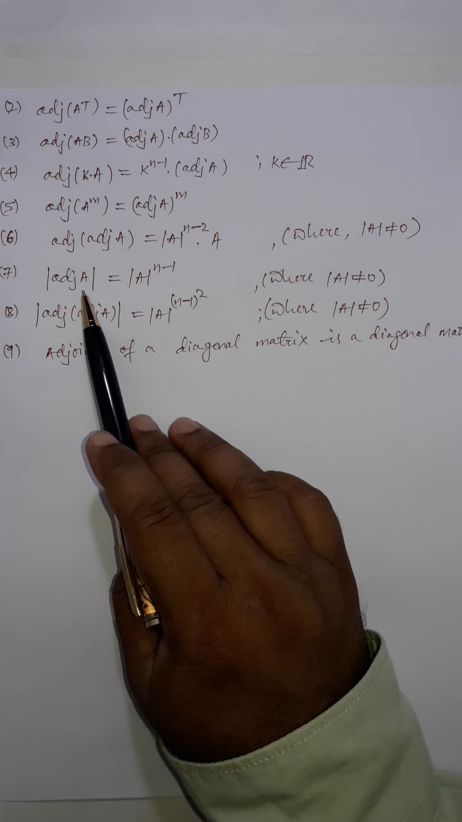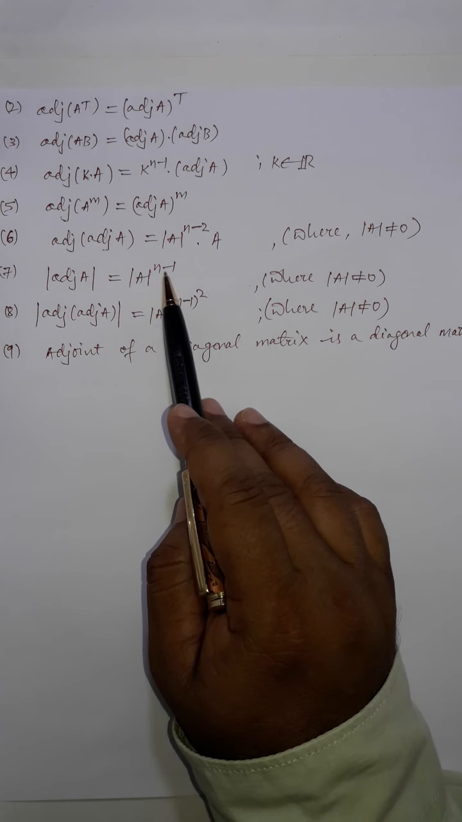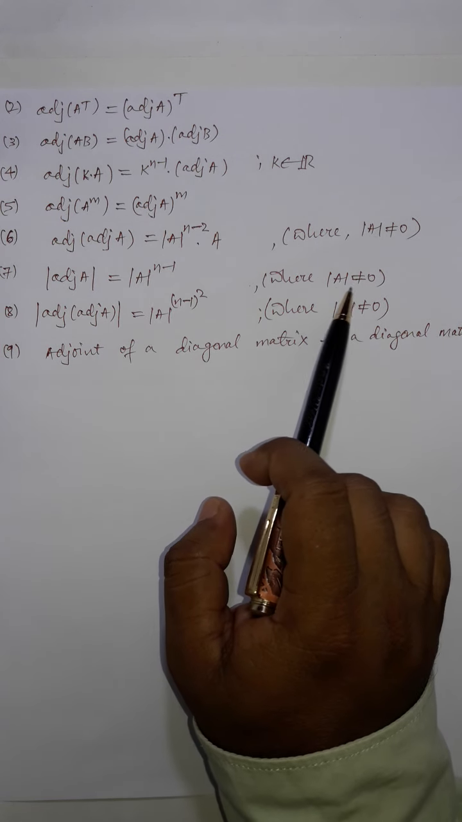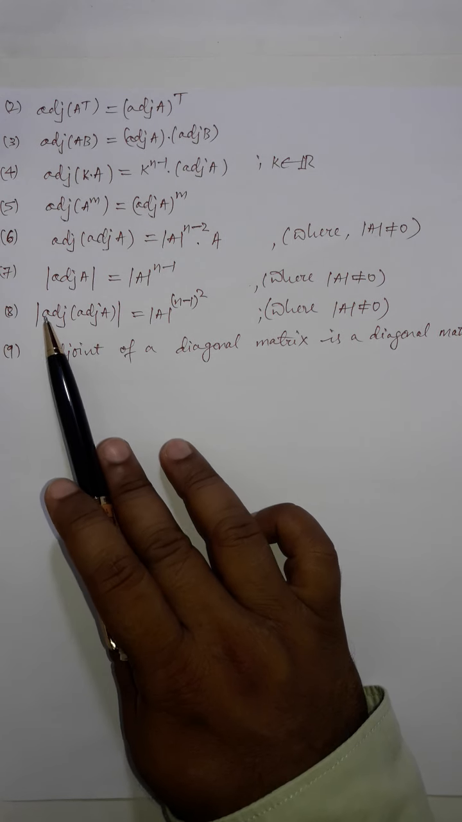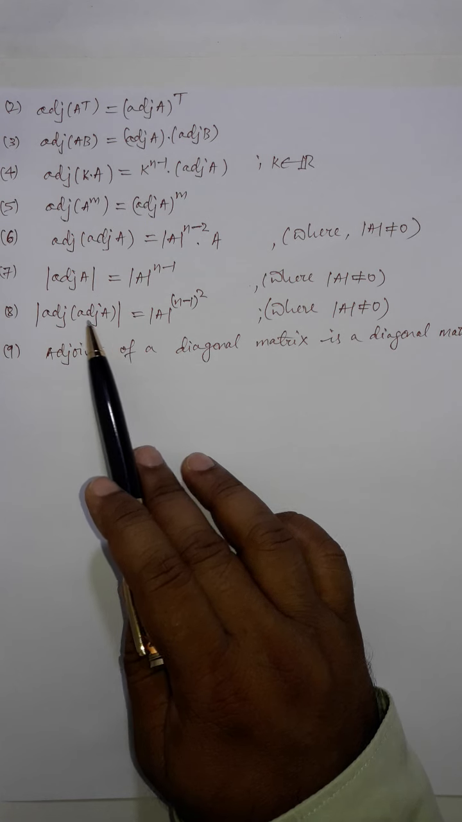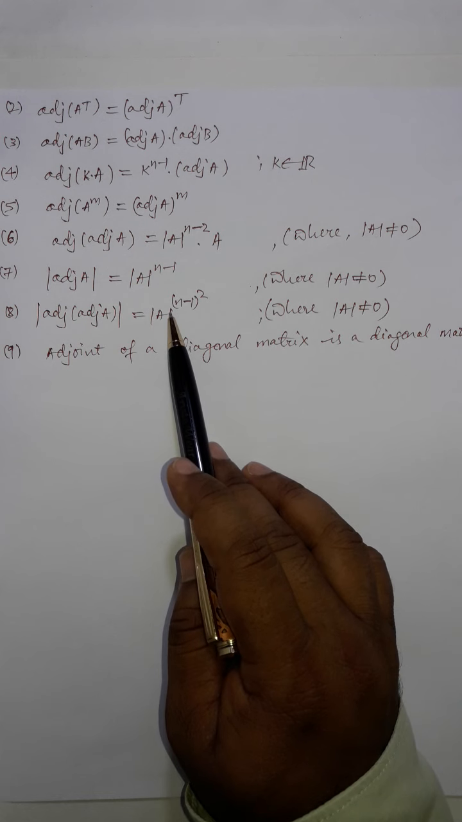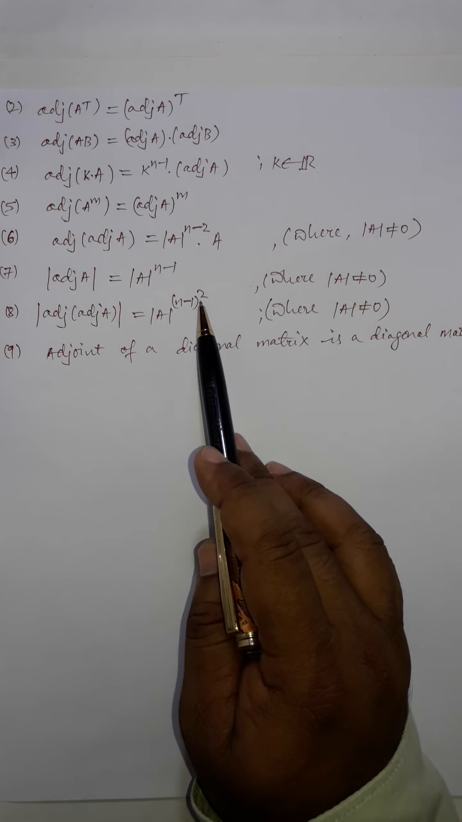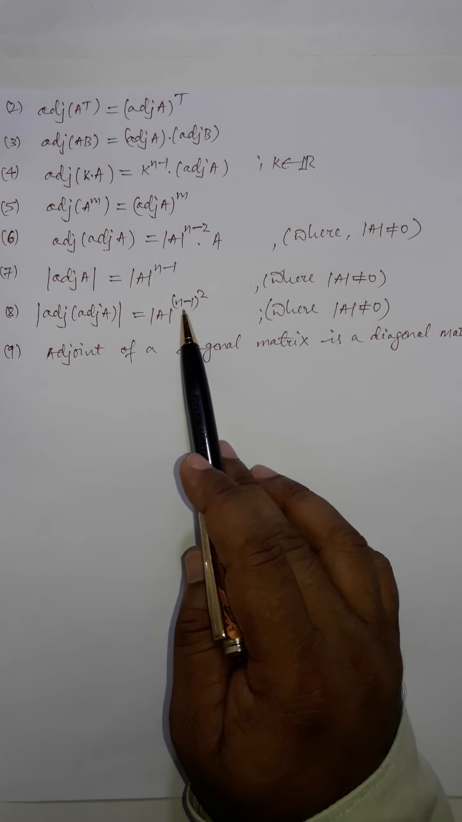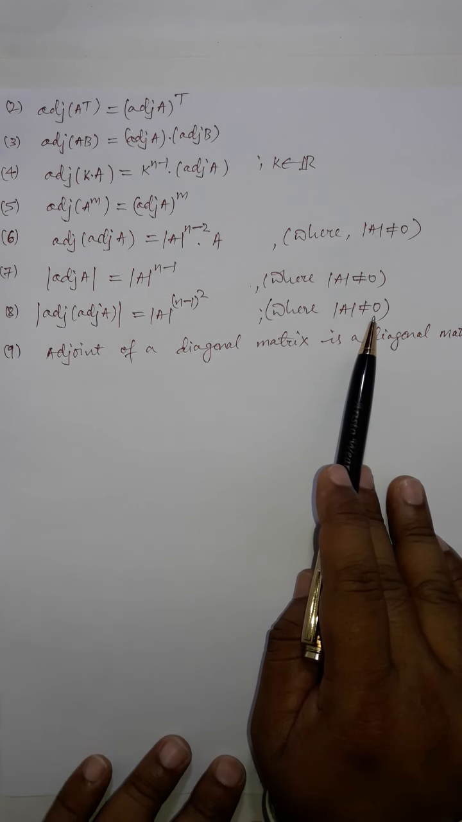Now, the determinant value of the adjoint of A is equal to the determinant of the matrix A to the power n minus 1, where the same condition holds, the determinant should not be 0. And the determinant of the adjoint of the adjoint of A, that means you find the adjoint of a matrix two times and find the determinant of it, that leads to the determinant of A to the power n minus 1 whole squared. So, that square is not of the determinant, but of the power n minus 1, where the determinant of A should not be 0 as usual.